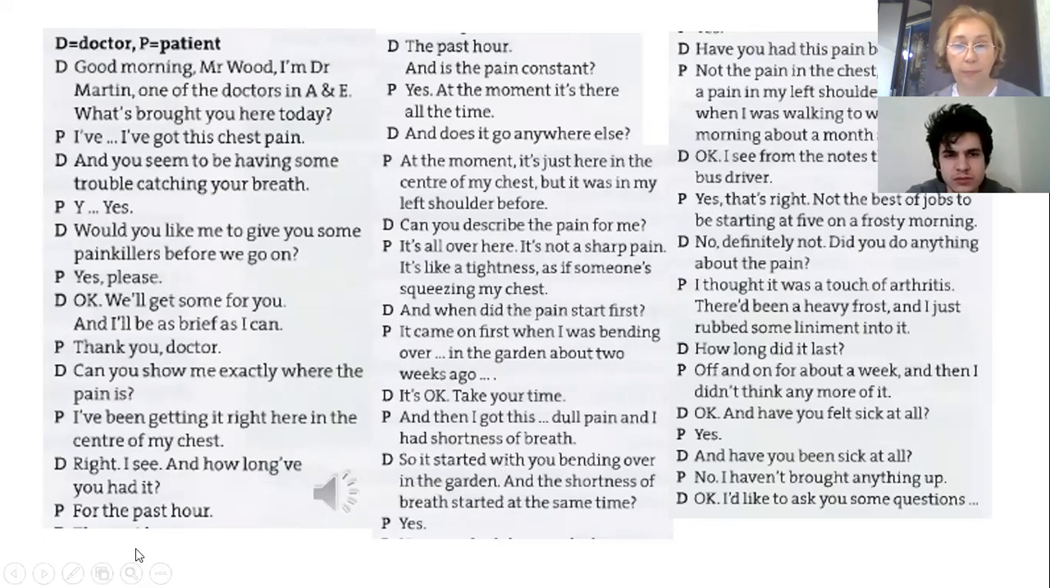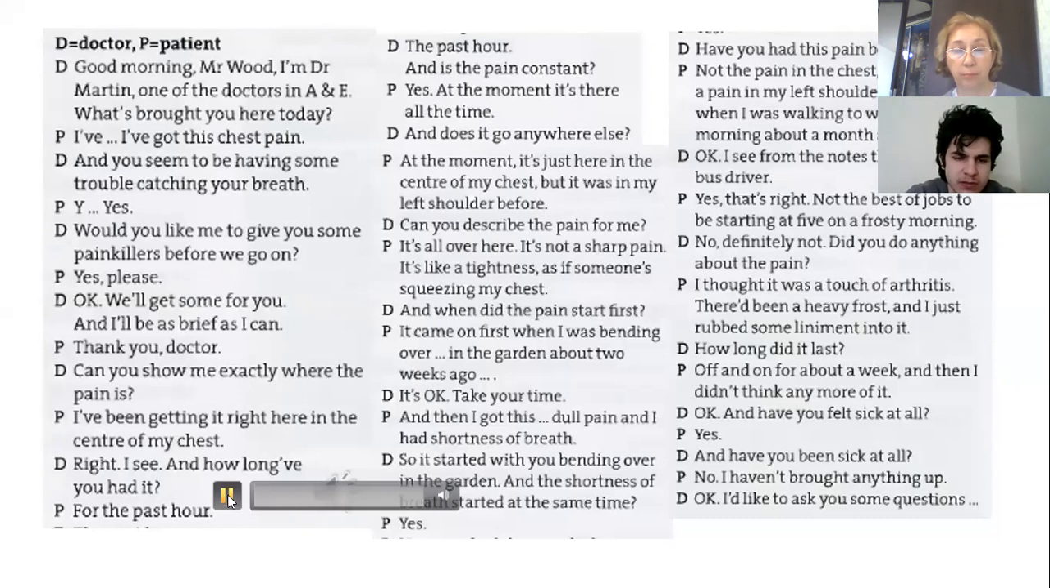Listening 3. Good morning, Mr. Wood. I'm Dr. Martin, one of the doctors in A&E. What's brought you here today? I've got this chest pain. And you seem to be having some trouble catching your breath. Yes. Would you like me to give you some painkillers before we go on? Yes, please. Okay, we'll get some for you. And I'll be as brief as I can. Thank you, Doctor. Can you show me exactly where the pain is? I've been getting it right here. In the centre of my chest.